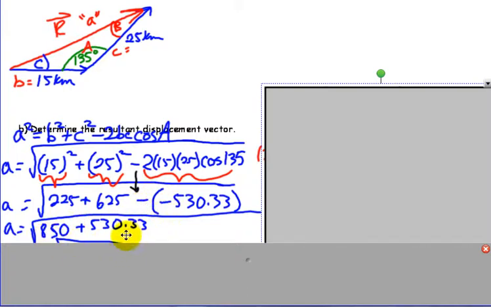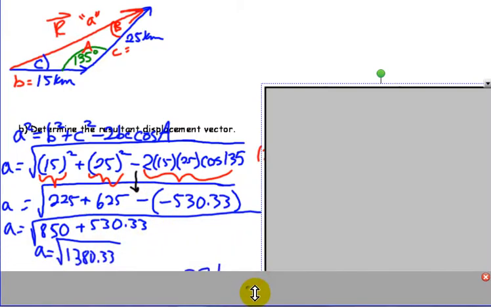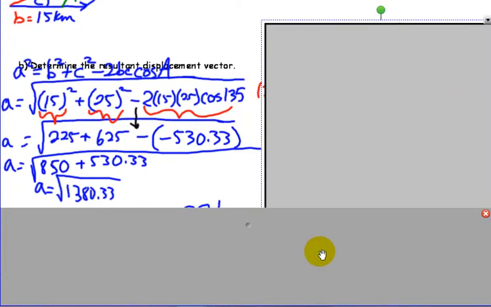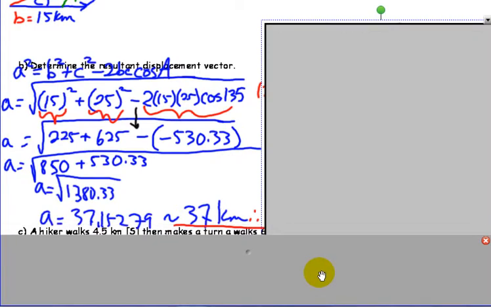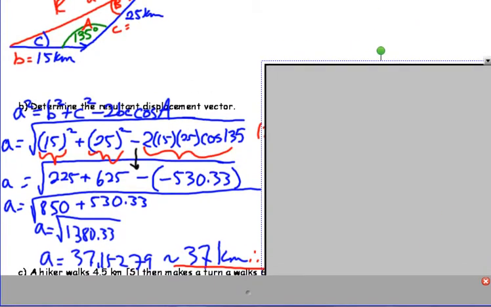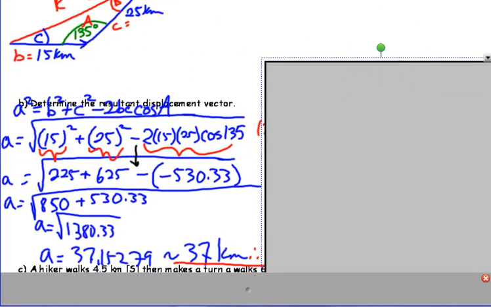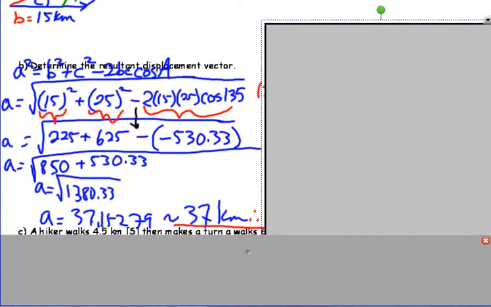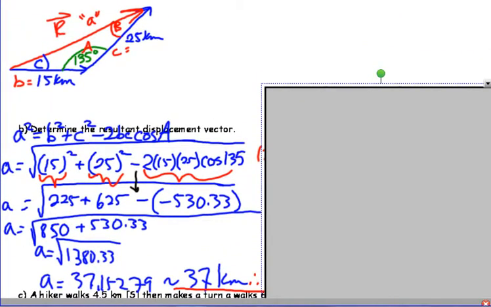Subtract the negative, because it's going to make that a positive. So I get A is equal to the square root of 1380.33. Take the square root of that, 37.15279. And of course, my sig figs here, I have 2 sig figs in each of these numbers, so my answer will have 2 sig figs as well. Keep the 3, keep the 7, the next digit's a 1, so this stays as 37.